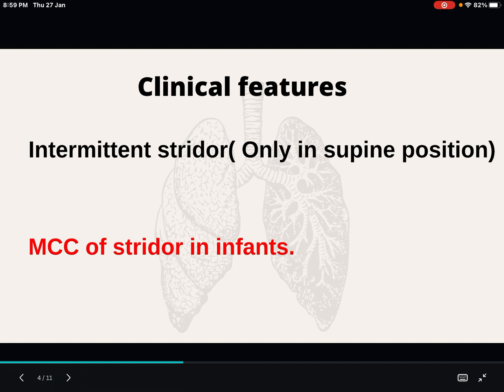Now let's see what are the clinical features in this condition. There will be intermittent stridor. I have mentioned intermittent because the stridor is only seen in supine position, because in supine position the omega shaped epiglottis I have already told, this omega shaped epiglottis will be moving backwards and closing the airway, so there will be stridor, and this condition, that is the laryngomalacia, is the most common cause of stridor in infants.